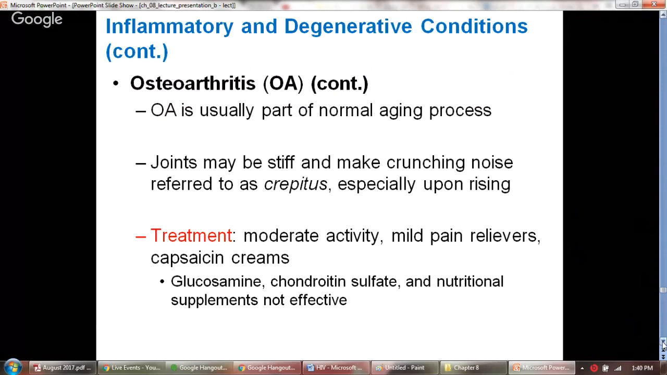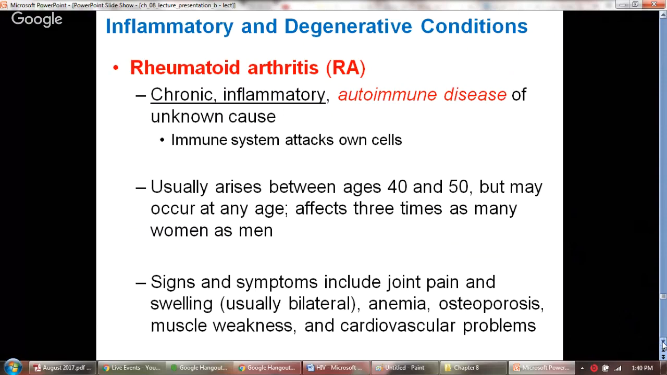The treatments would be moderate activity, mild pain relievers, and some pain relieving creams. Also, glucosamine, chondroitin sulfate, and nutritional supplements. People used to take them, but with recent research findings, it's been said that the difference between the placebo and the treatment itself is the same, but still people use it.